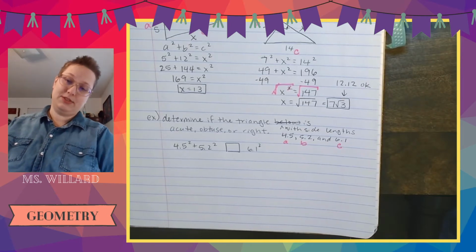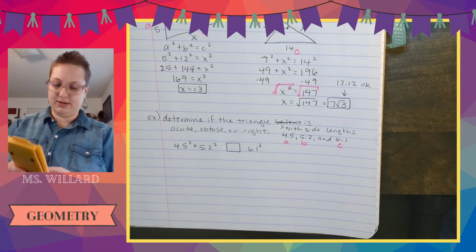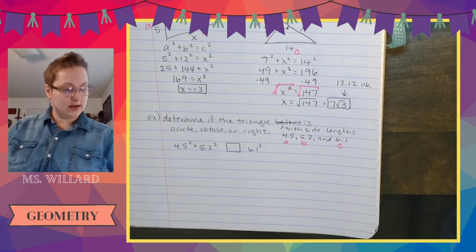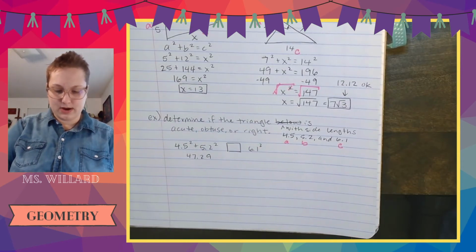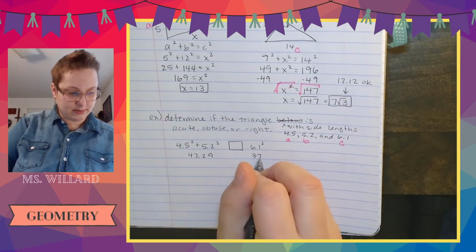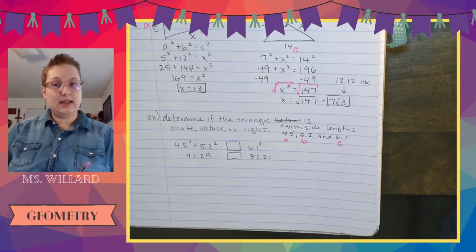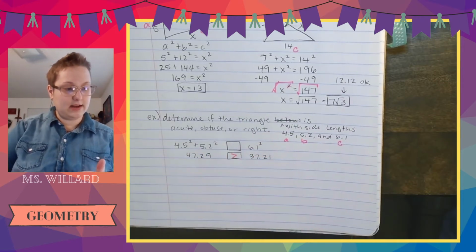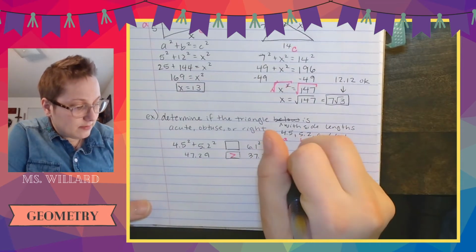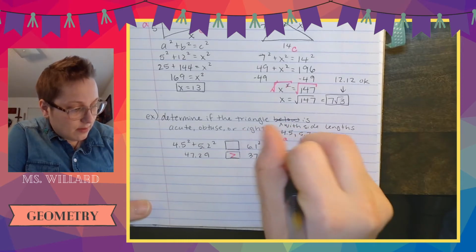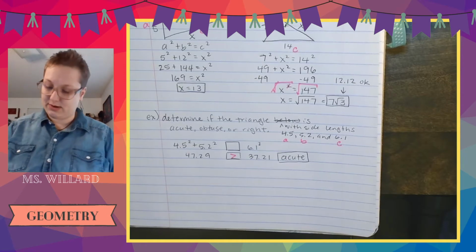All right, so let's do the calculator. Hey calculator, 4.5 squared plus 5.2 squared is 47.29, and then 6.1 squared is 37.21. So the a squared plus b squared is more than the other side. So this is an acute triangle, because the a squared plus b squared is bigger than the c squared. Okay.